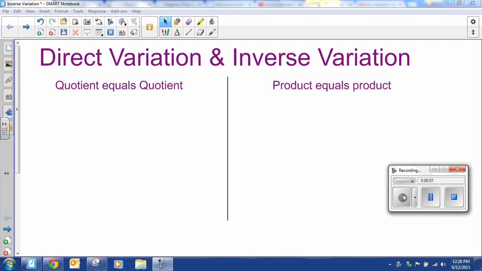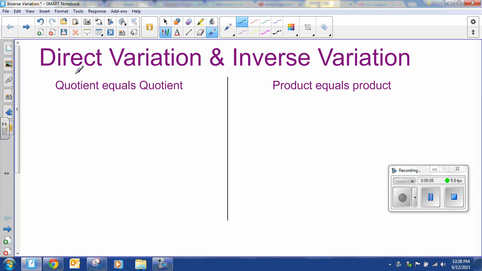Explore the differences between direct and inverse variation. So direct variation you're used to, it's basically proportions. A quotient equals a quotient. So you have something like x over y equals x over y.